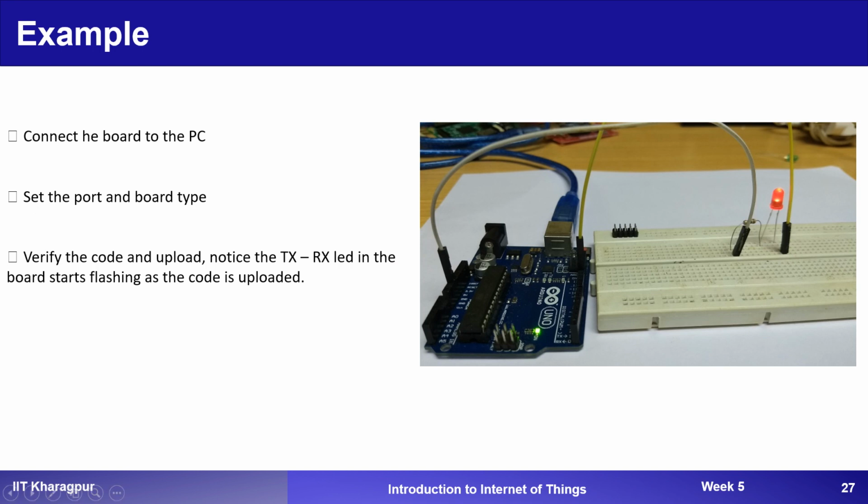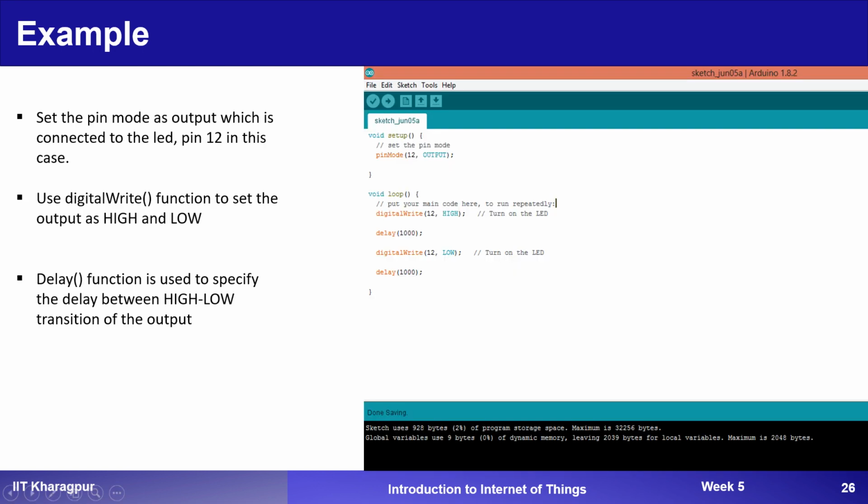So in this figure, as you can see, whenever we run that program, the LED will turn on for 1 second, and after that it will turn off for another 1 second, and this process continues as we have written this code inside the loop function.